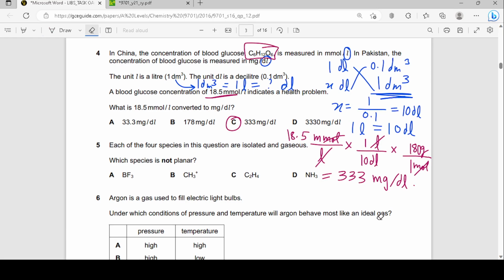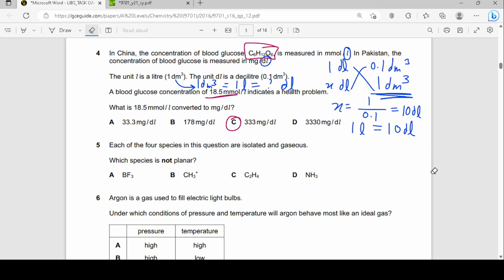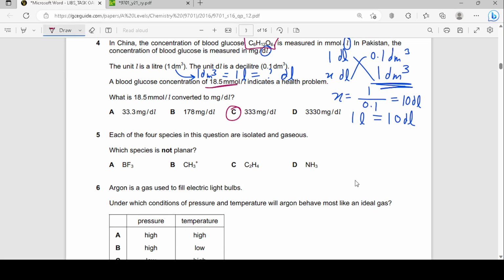Okay. Next question. But I need some space. So I'm going to erase this. Each of the four species in this question are isolated and gaseous. Which species is not planar?